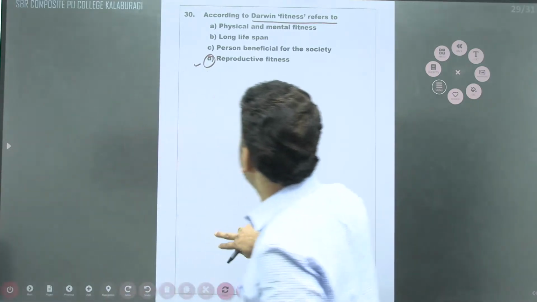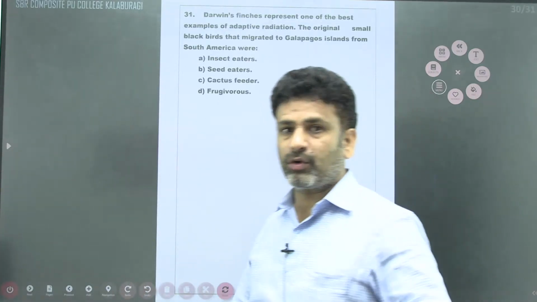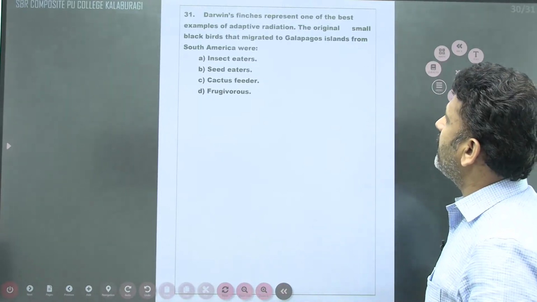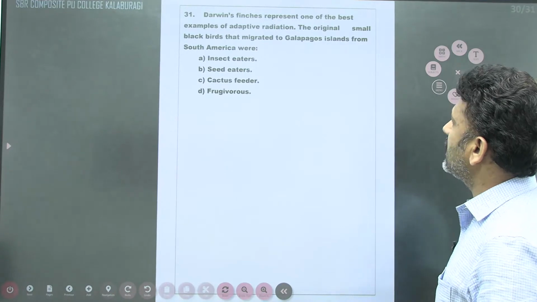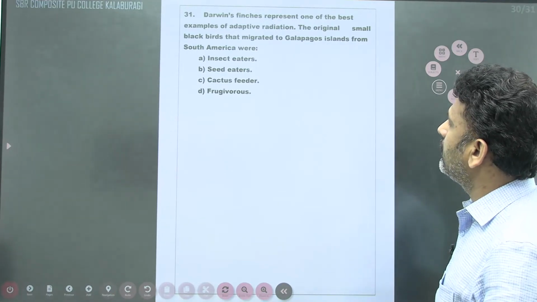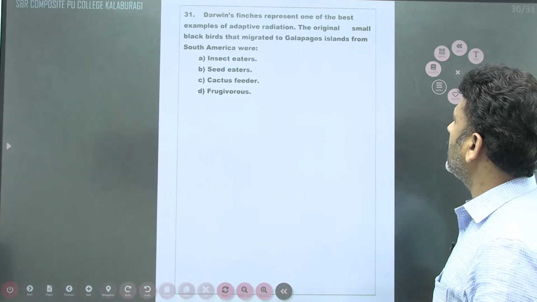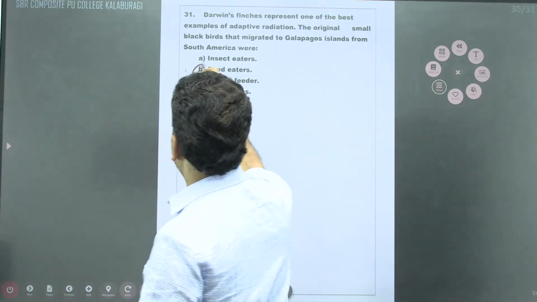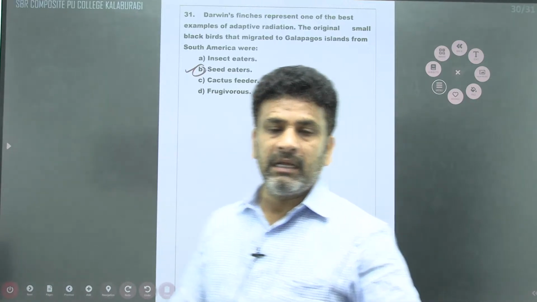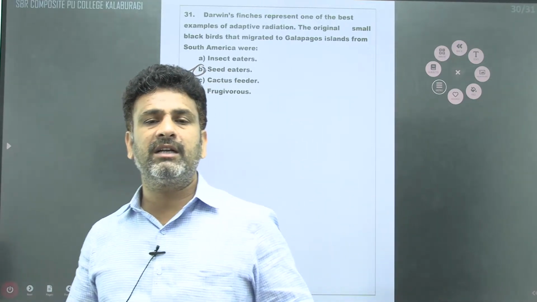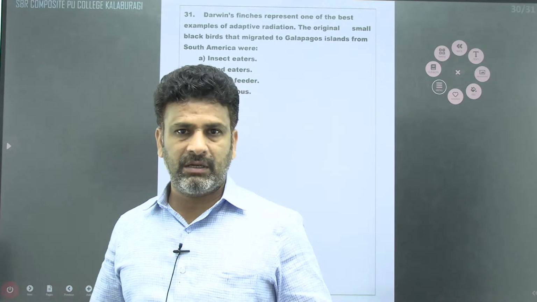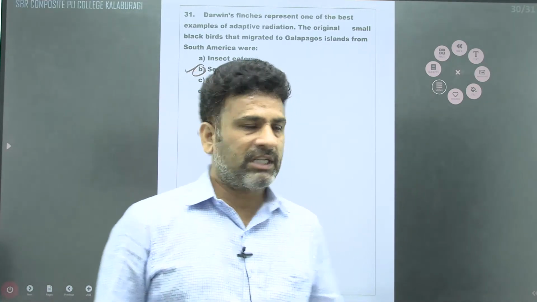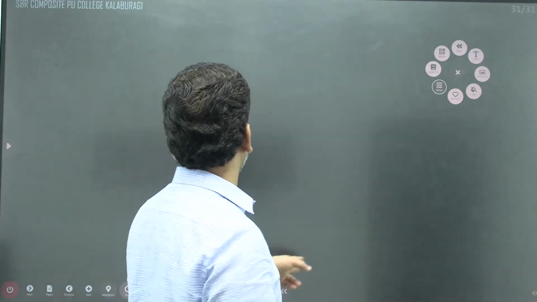One more question: Darwin's finches represent one of the best examples of adaptive radiation. The original small black birds that migrated to the Galapagos Islands from South America were seed eaters. They mainly fed upon seeds. These ancestral seed-eating birds in turn gave rise to different species according to the changing environmental conditions or habitat. So that's why the option is the second one.